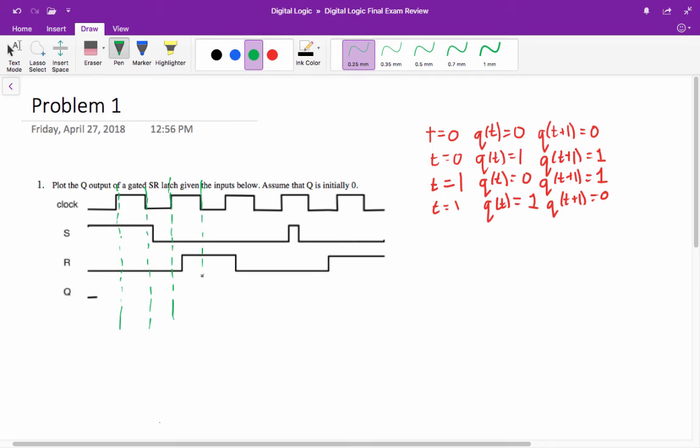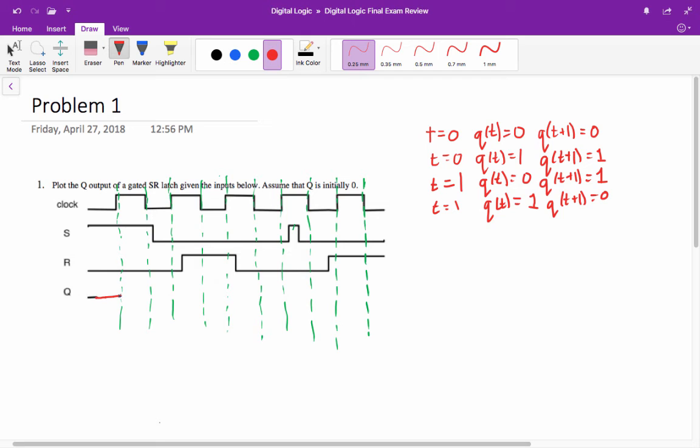So I'm putting little vertical lines wherever the clock changes from being 1 to being 0 or from being 0 to being 1. And I know that while the clock is 0, there can't be any change. But as long as the clock is 1, it can change. And that makes it different from a flip-flop, because a flip-flop is only going to change once during the entire clock cycle. Okay, so we are assuming that Q is initially 0 and the clock is 0.